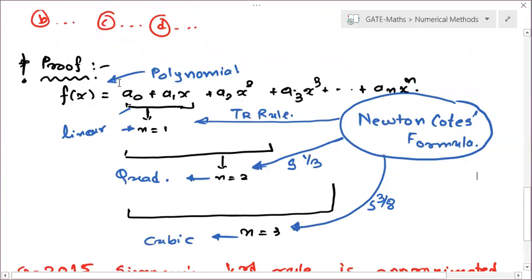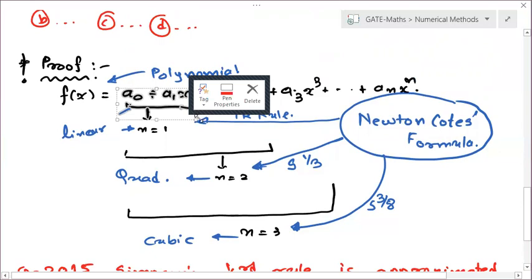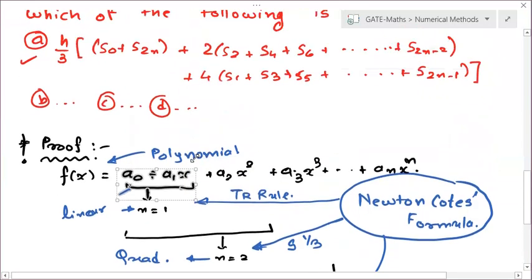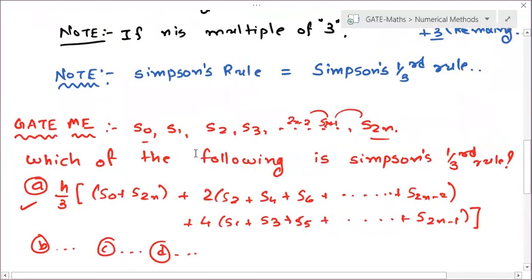So if you apply this to a0 plus a1x, what is happening in between, right? After applying that formula, what is happening, that all the suspense lies in this Newton-Cotes formula. So after applying, you will get this, right?